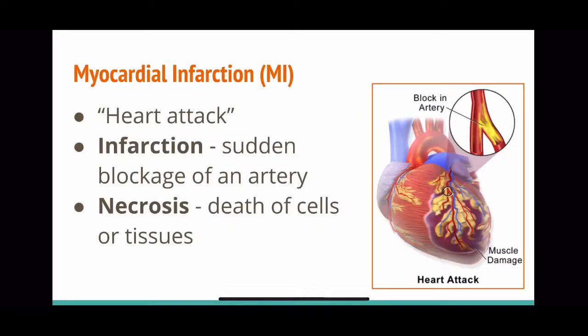Now, if the coronary arteries become blocked, the blood supply to a part of the cardiac muscle is going to be cut off, known as ischemia, and those heart muscle cells supplied by that artery can die. Now, this is called myocardial infarction, which is abbreviated MI, and you probably know it as a heart attack. MI is one of your abbreviations, and infarction is one of your terms. Infarction means a sudden blockage of an artery.